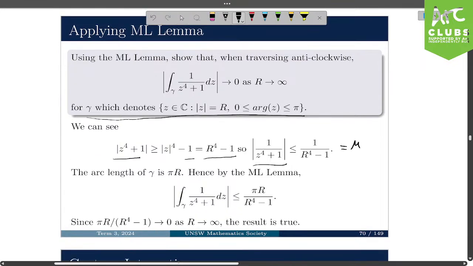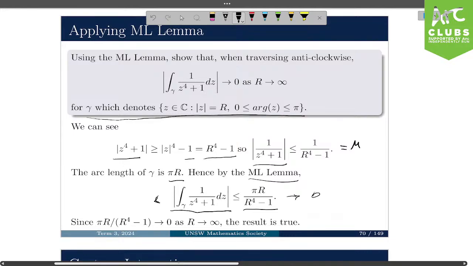And since our curve, gamma, is just a semicircle, the arc length of it is going to be pi r. So by the ML lemma, we know that the modulus of our integral is always going to be smaller than or equal to pi r over r to the 4 minus 1. And as r goes to infinity, this right-hand side is going to go to 0, which means this left-hand side, because it's wedged between that and 0, is also going to have to go to 0.